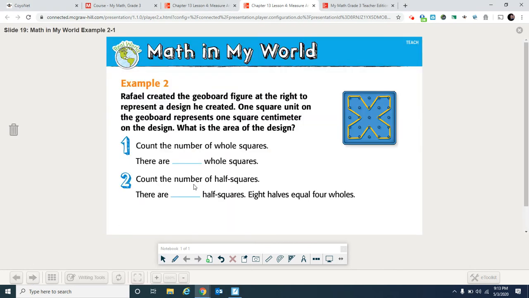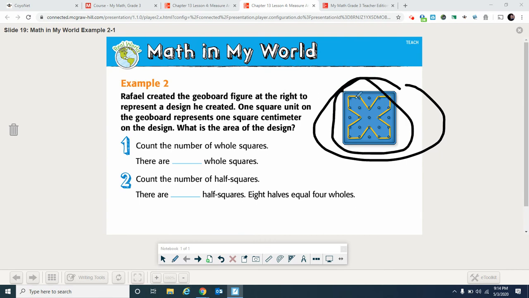The second example for this topic is: Raphael created the geoboard figure at the right. It's in here. This is the geoboard example that represents a design he created. One square unit on the geoboard represents 1 square centimeter on the design. What is the area of the design? So we'll be looking for the area of this design right here.